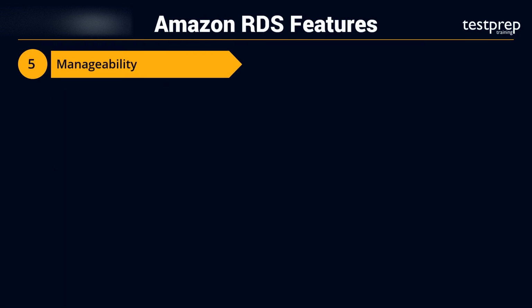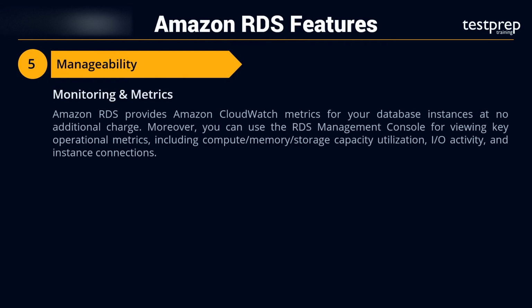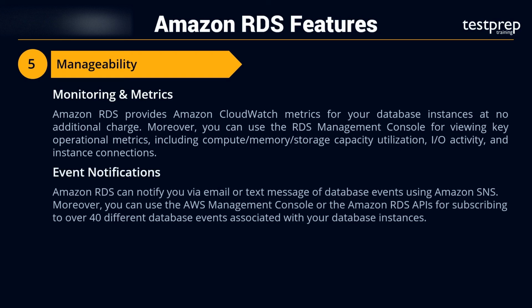5. Manageability. Amazon RDS provides Amazon CloudWatch metrics for your database instances at no additional charge. Moreover, you can use the RDS Management Console for viewing key operational metrics, including compute, memory, and storage capacity utilization, I/O activity, and instance connections. Amazon RDS can notify you via email or text message of database events using Amazon SNS.